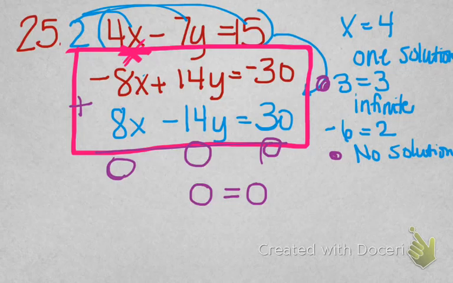Is that true, infinite solutions? Or is that ridiculous, and thus it's no solution? 0 is equal to 0, so this would be infinite solutions.